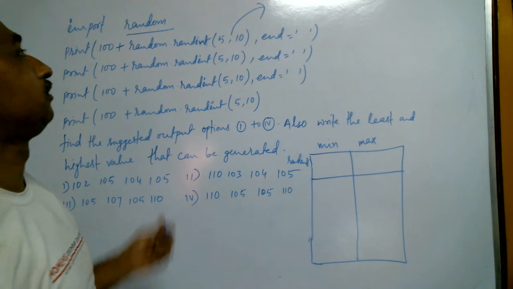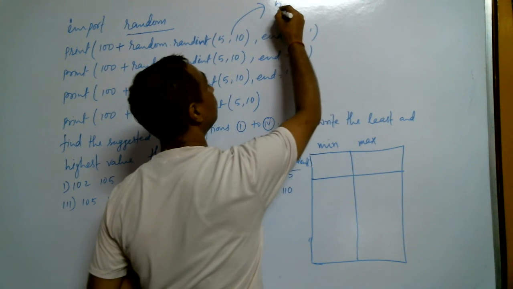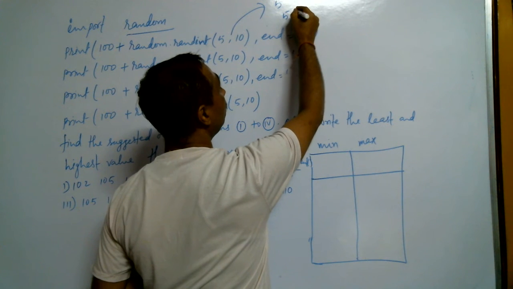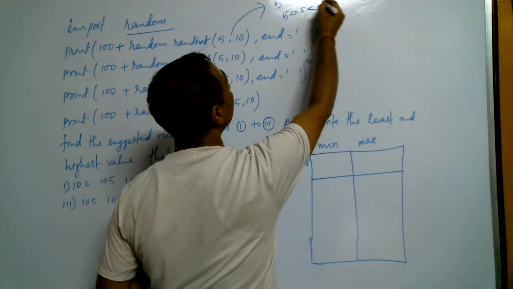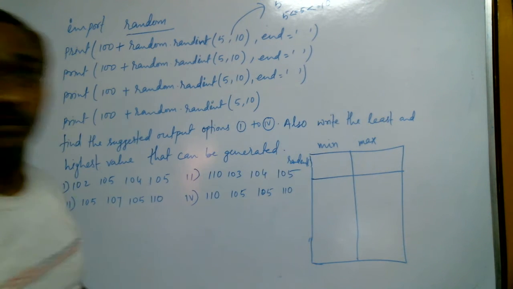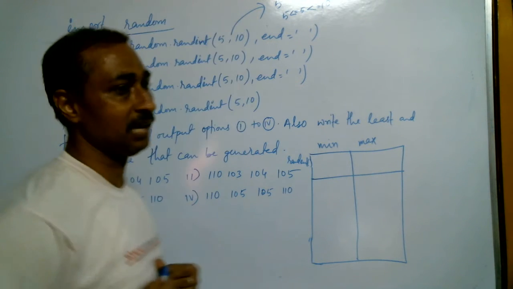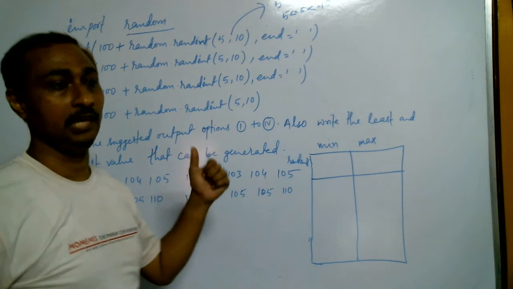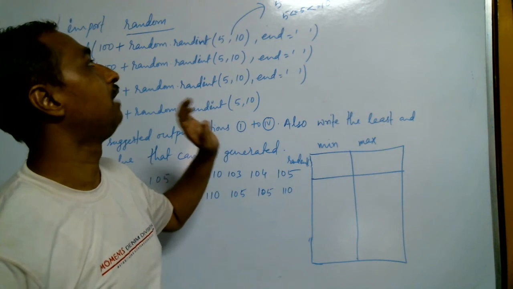So it will always return a value between 5 and 10. It will never return a value less than 5. Always it will return a value greater than or equal to 5 and less than or equal to 10. The first parameter represents the least value and the second parameter represents the highest value in the randint function. In the case of randint only, this is happening and both the numbers are included. That means 5 is also possible.